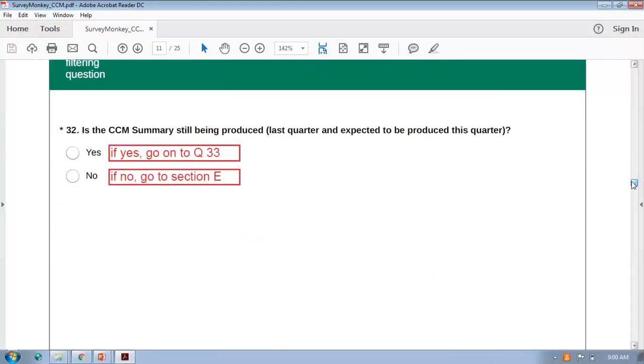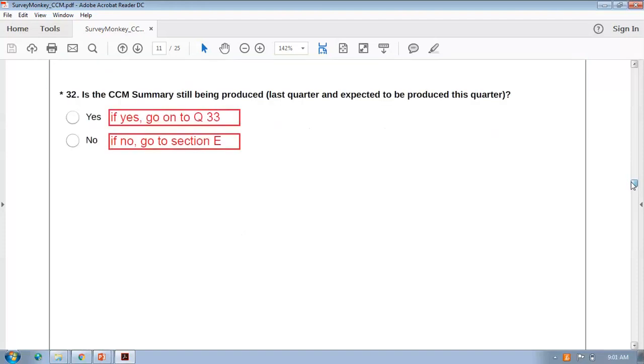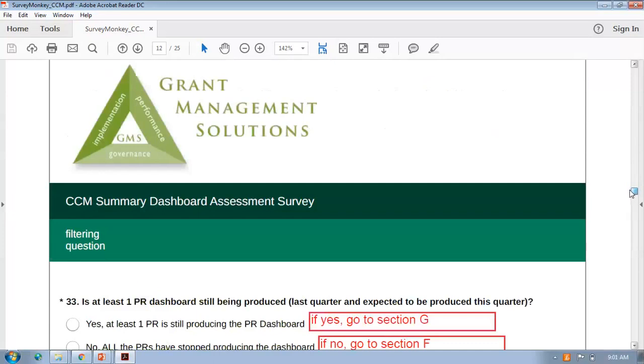Are you still doing it? So if they intend to use the CCM summary this quarter and they used it last quarter, you tick yes. But if, unfortunately, they don't think they're going to continue, or they've decided to stop, then you tick no. Now, what we're hoping is that this question will always be yes, but we just don't know. So we provided for the possibility that there's some no's. But if it's a yes, then you go to the next question.